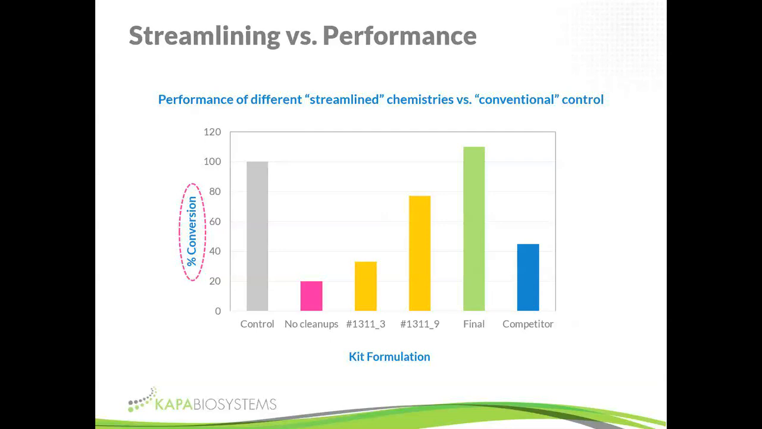So when we started building our streamlined kit, which is the HyperPrep kit, this control is our conventional protocol. We call it our with-cleanup protocol. We just took the cleanups out of that control. If we're looking at conversion, that's the percentage of DNA that's converted to adapter-ligated library in that core library construction process, it dropped significantly. What we had gained by optimizing that protocol very well, we lost almost all of it by just taking the cleanup steps out.